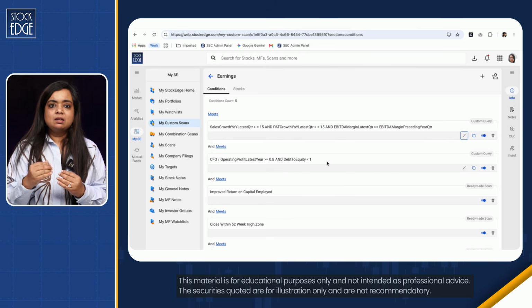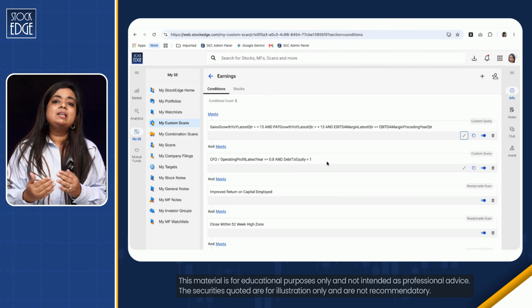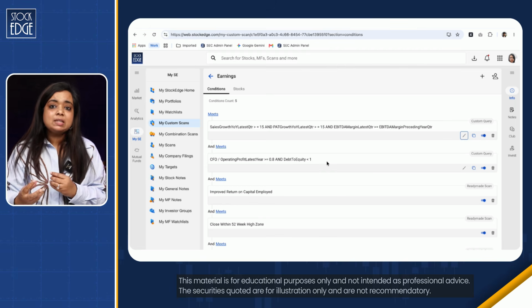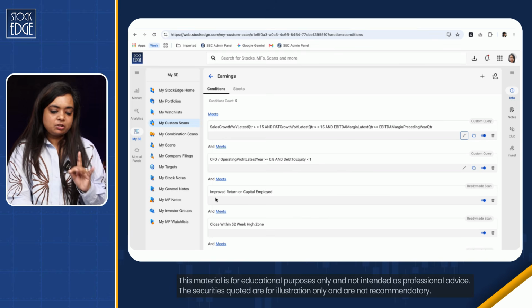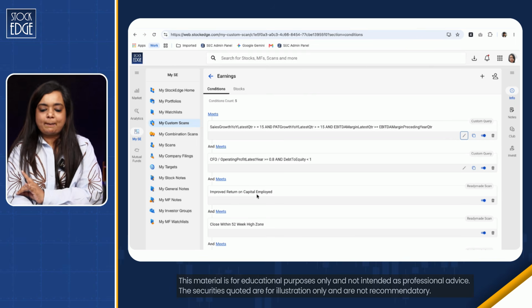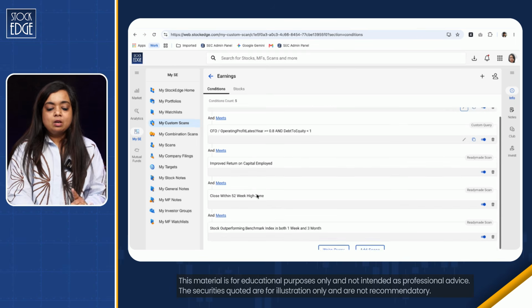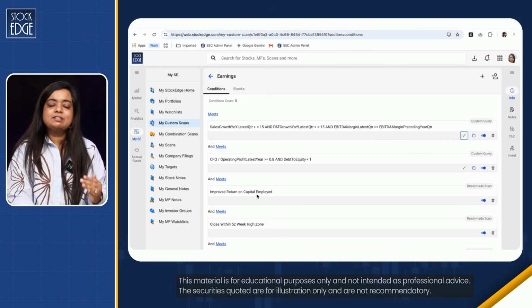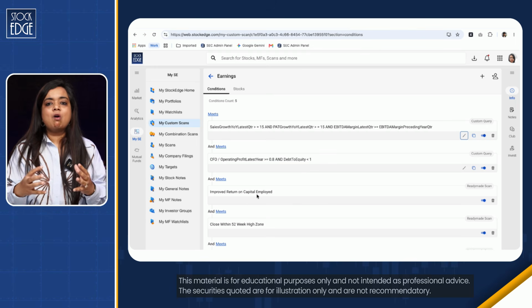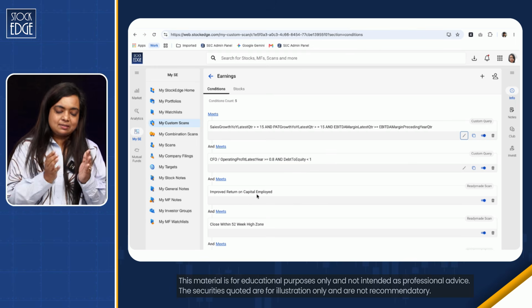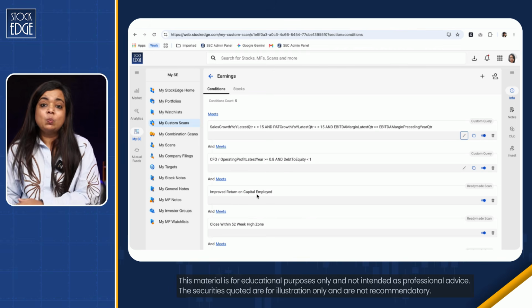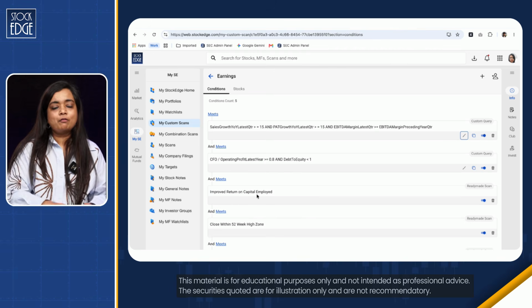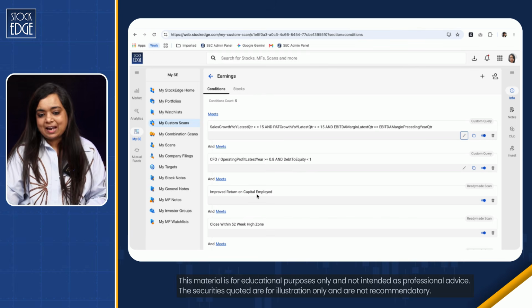The next is, I'm also looking at how efficiently the business is utilizing the capital. So I have put in a feature of improved return on capital employed. Now, once I have all these filters, I have a very strong fundamental backing that yes, this is a growing business with growing profit, growing margins, with low debt, and the profits are actually converting into cash.